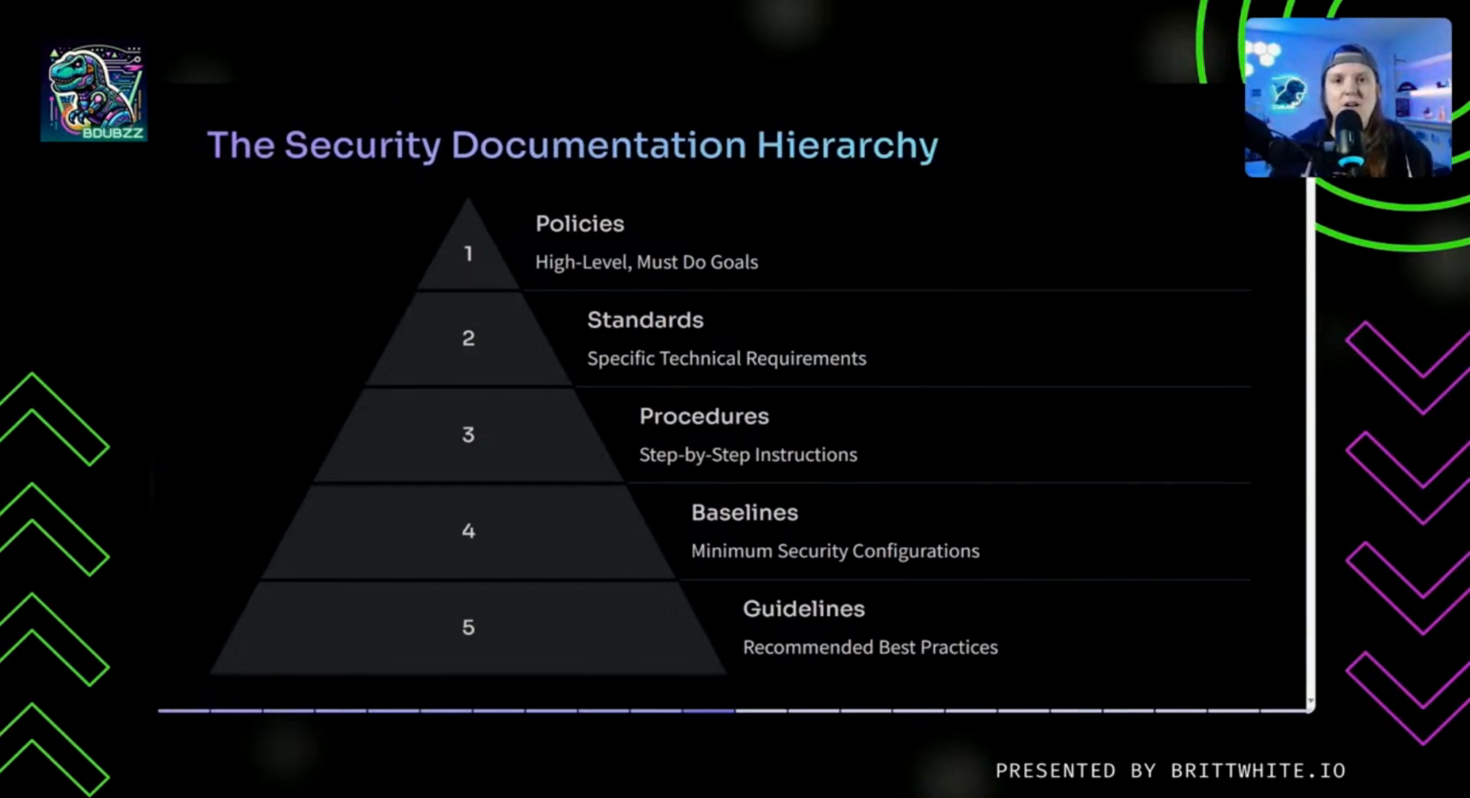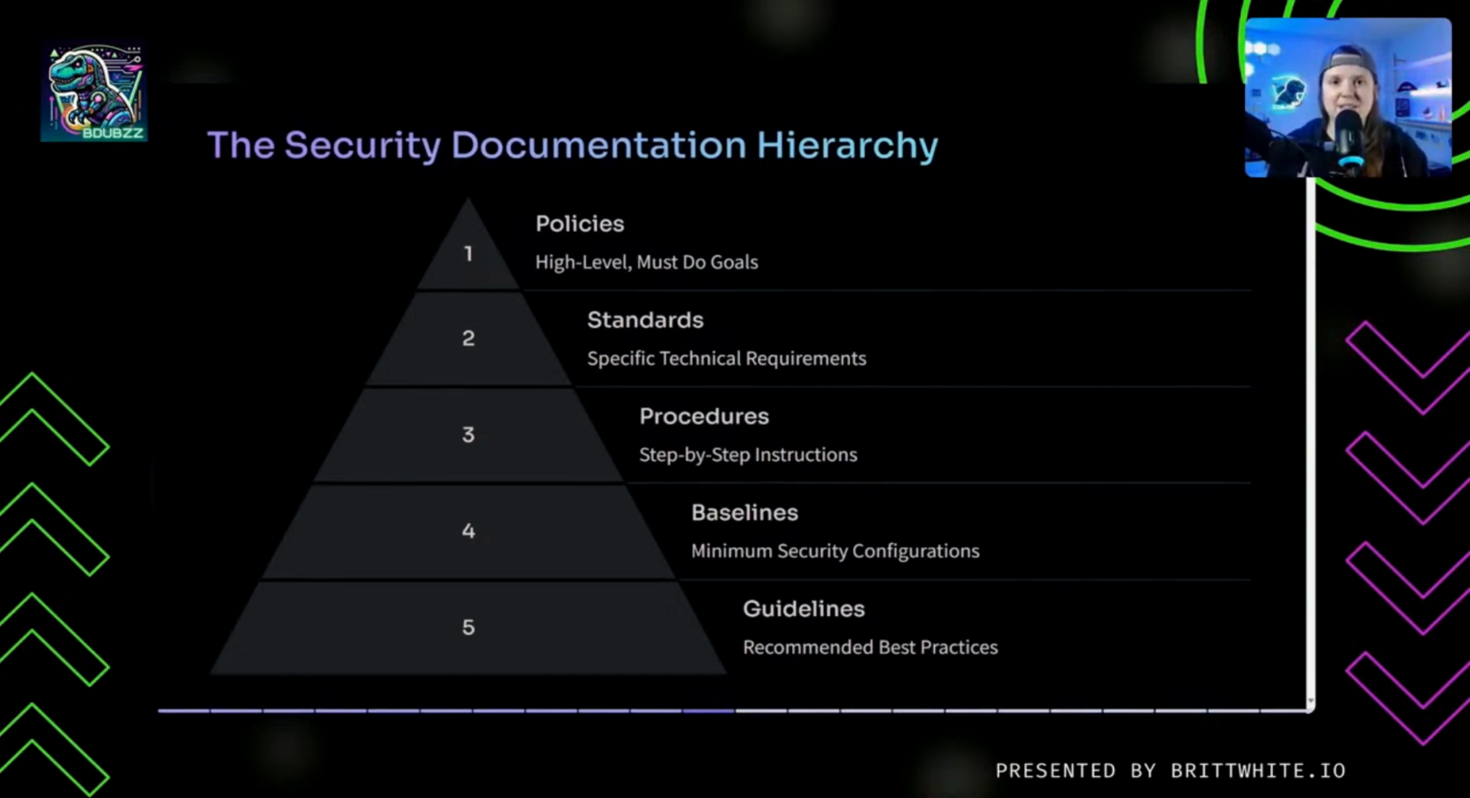Below the policies are the standards. These are more specific, but still must-do requirements. Think about what specifically. Standards get technical and solution-focused. Then comes the procedures, super granular, step-by-step instructions, the how-to guides essentially, telling employees exactly how to follow those standards and how to follow those policies.